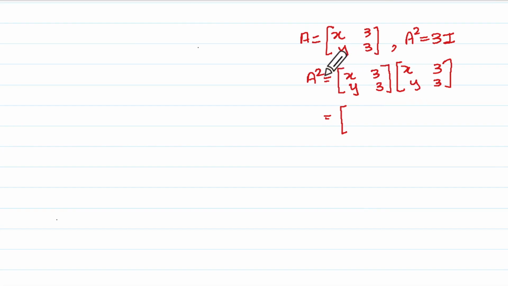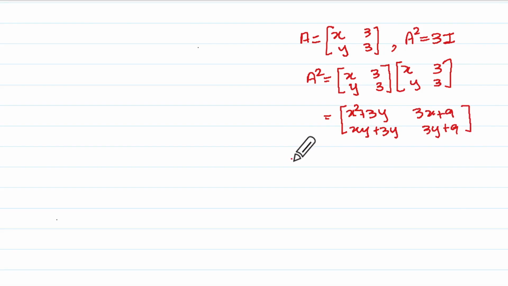It will be, look here, this into this. So x into x and 3 into y, so x squared plus 3y. Then this into this, so 3x and 3 into 3. Then this into this. This will be xy plus 3y. And here this into this, so 3y plus 9.